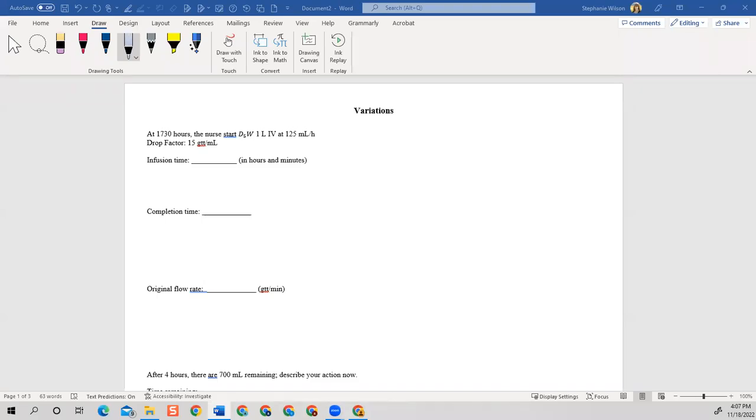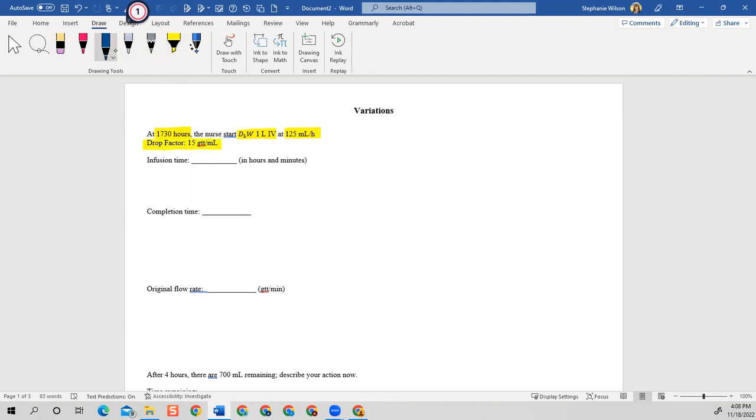A nurse started the order at 17:30 hours. Okay. And it was Dextrose 5% in water, 1 liter IV infusion with a flow rate of 125 milliliters per hour with a drop factor of 15 drops per milliliter.